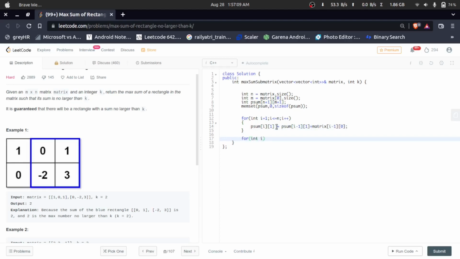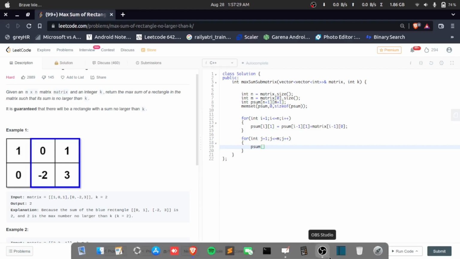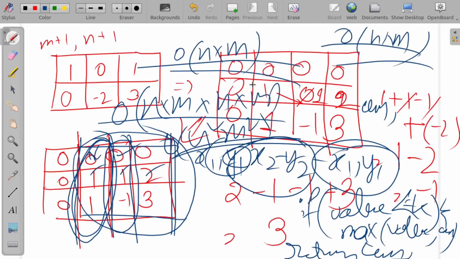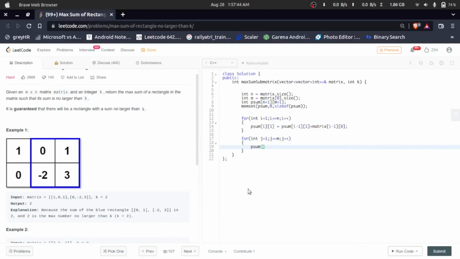For integer j equals 1, j less than or equals to m, j plus plus. What is happening there? The prefix sum: first of all, that will be the value, that is the column going down. So prefix sum of 1 of j is equal to prefix sum of 1 of j minus 1 plus matrix of 0 of j minus 1.